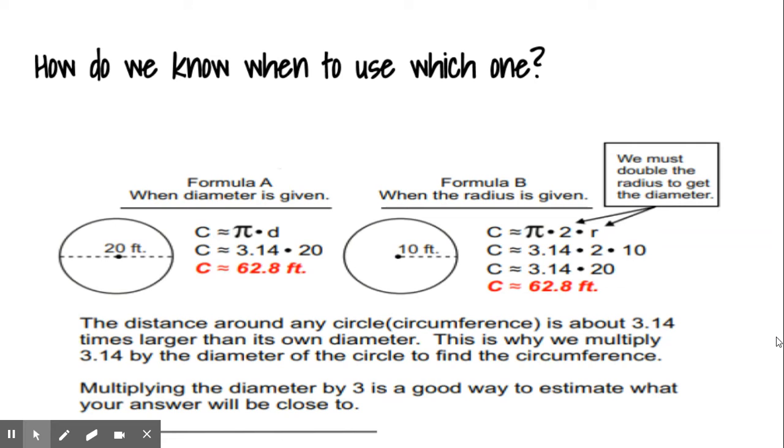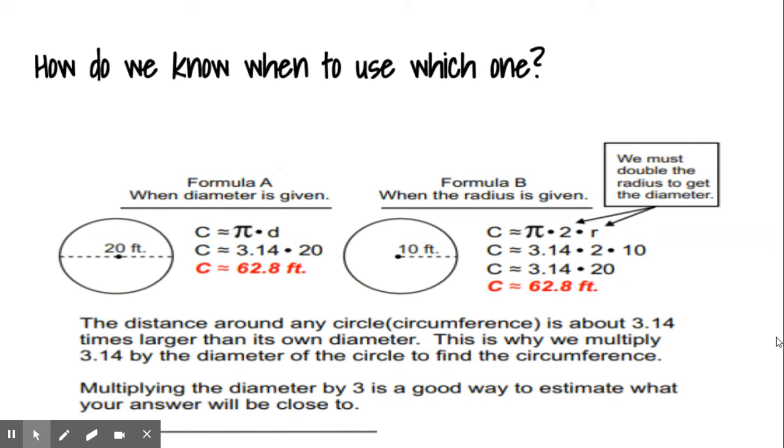For formula B, we use that when the radius is given. And we must double the radius to get the diameter. So we use circumference is equal to pi times 2 times r, the radius, which circumference again is approximately 3.14 times 2 times 10. Working the steps out, circumference is approximately equal to 3.14 times 20. So our circumference is approximately 62.8 feet.